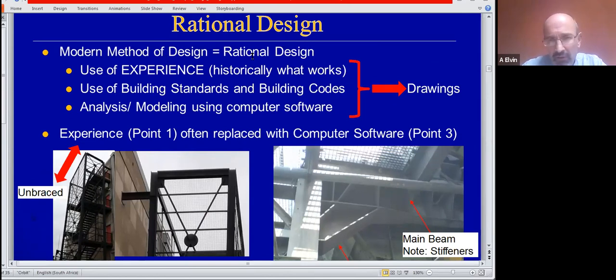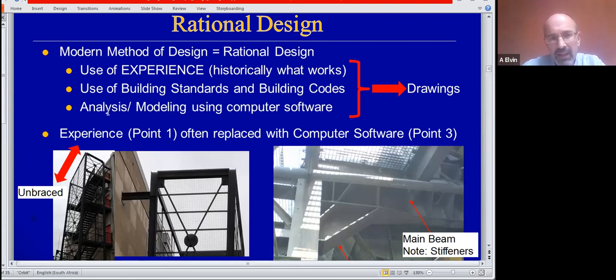And we use the rational design, as I explained, in order to prevent us from having large displacements, from having the material breaking or the whole system falling over. And modern method of design, which is the rational design, uses experience, which is a historical log of what has happened and what has worked in the past. We use building standards and building codes, which embody this experience.